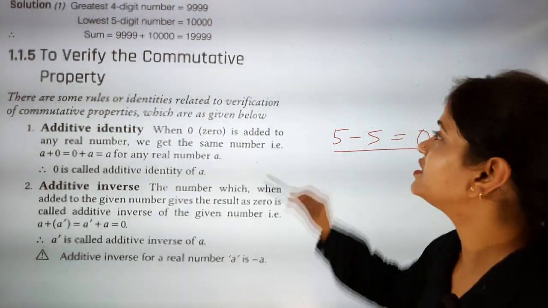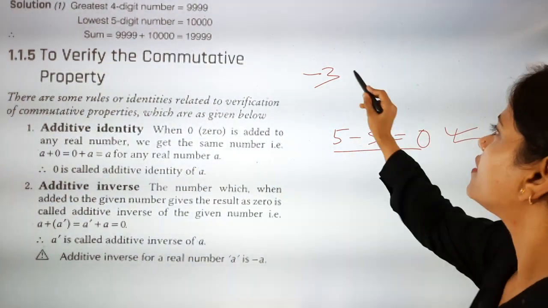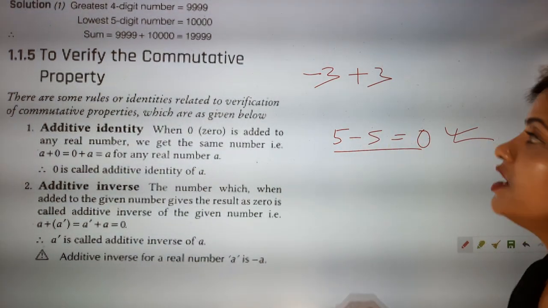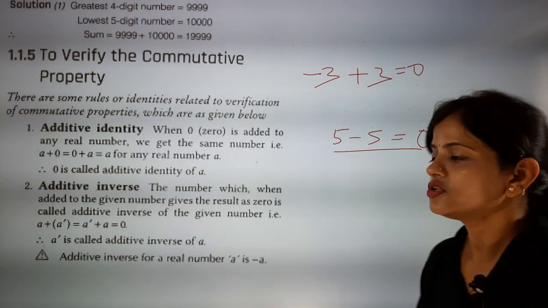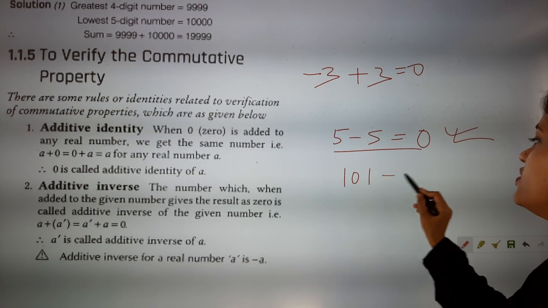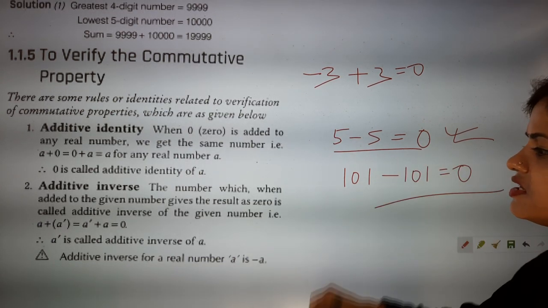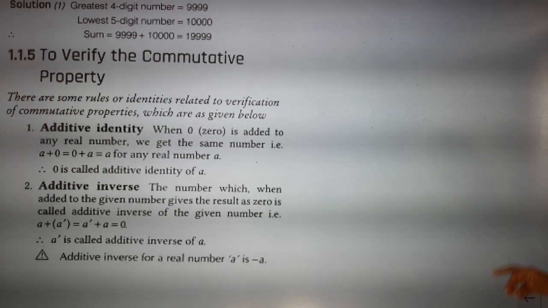Minus 5. What is the additive inverse of minus 3? Then you will say if minus 3 is there, its additive inverse is plus 3, so that 0 becomes the answer. Now if somebody asks you what is the additive inverse of 101, you will say the additive inverse of 101 is minus 101, so that the answer will come 0.